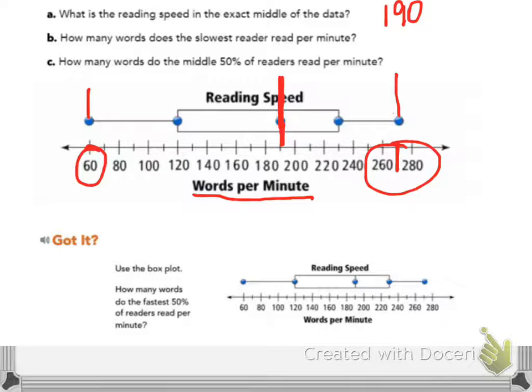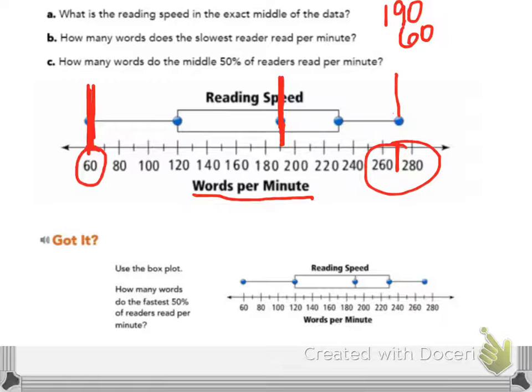Letter B says, how many words does the slowest reader read per minute? So we're going to go down here and look at our minimum, and that's 60 words per minute is our slowest speed.